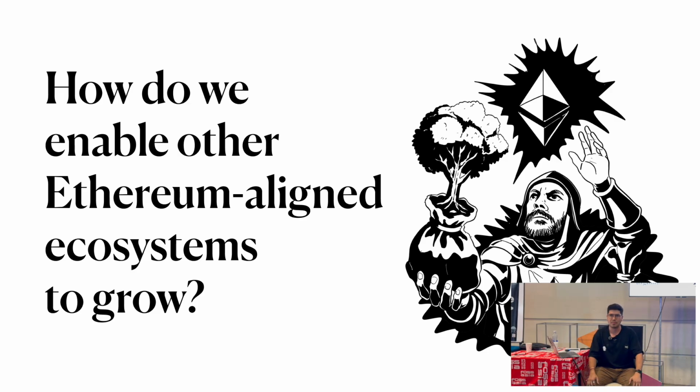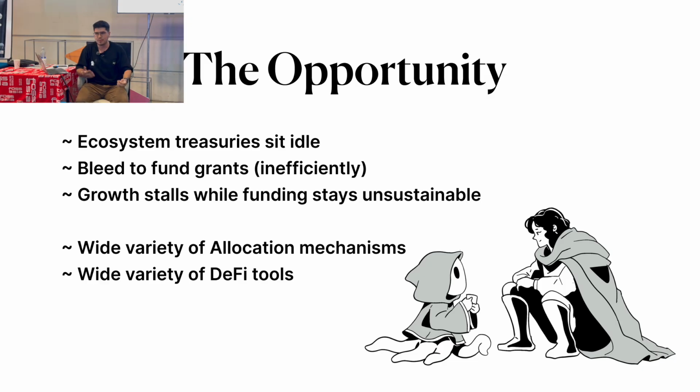If they don't want to fund open source, it's fine, but we tend to encourage that. And we're going to keep encouraging funding Ethereum-aligned public goods, let's say. So the opportunity that we saw is pretty similar to what happened to Golem Foundation. They had a treasury sitting idle, not generating any yield, and was bleeding from funding grants and not being very efficient. So that made growth stall while the funding was really unsustainable. It was going to die down eventually.